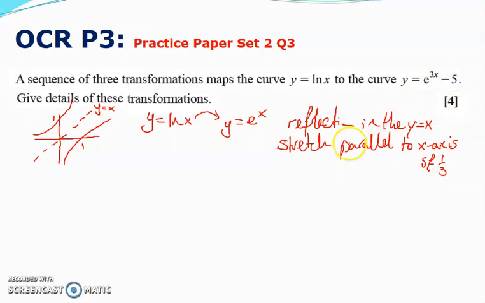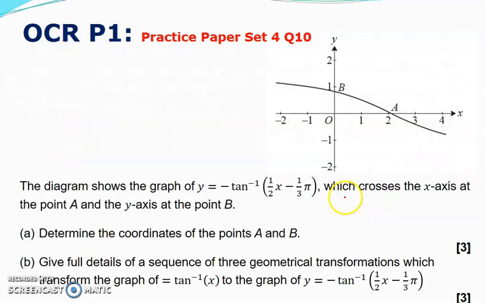And then the -5 isn't in the bracket, so I can finish off with that. It's a translation by the vector (0, -5), 5 down. Let's have a look at this one.